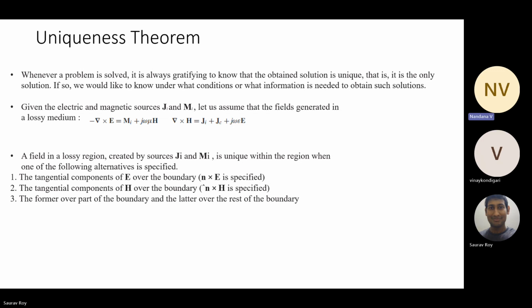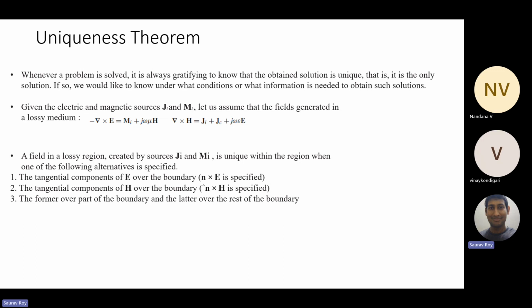It is not clear, sir. I didn't understand. So that is why I'm saying, is the problem clear? Why do we need the uniqueness theorem? To obtain the solution. Obtain the solution, that's why. Yeah, I told you.